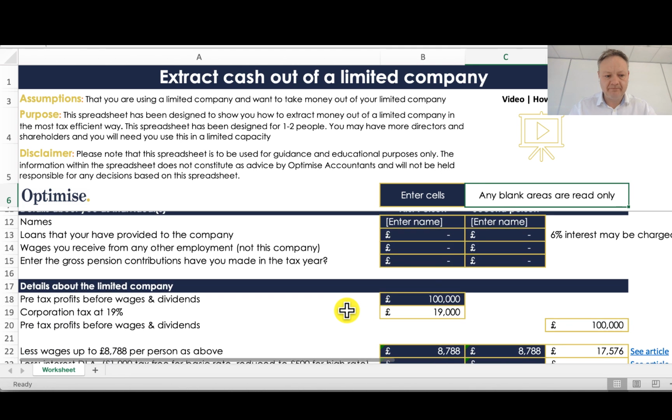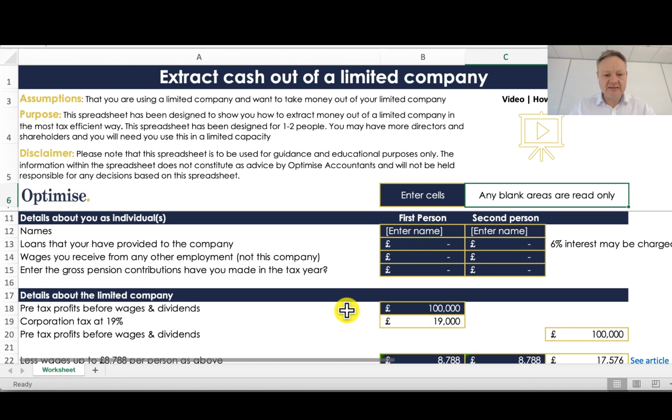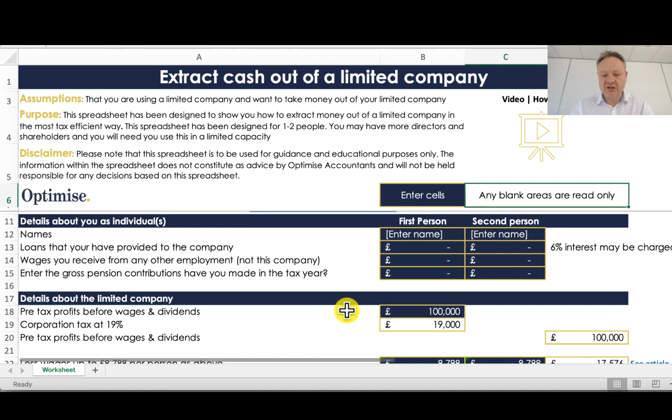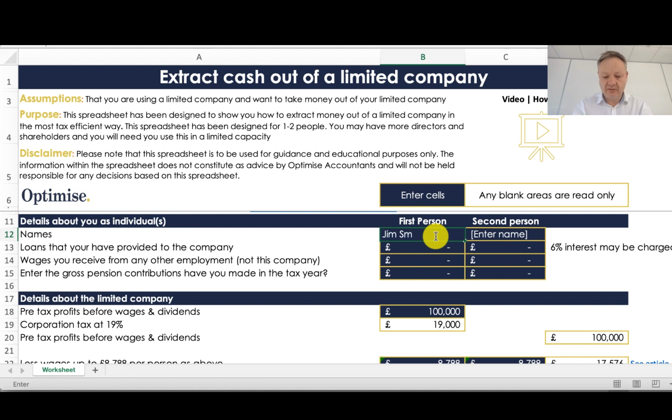In the meantime, coming back to this, what do you need to do with this spreadsheet? How can you become more tax efficient? Well, simply put, you would enter your personal details, and I'm going to just run through an example here. So let's call myself Jim Smith. I'm not sure why, because you know me as Simon Misiewicz, but hey, there you are.